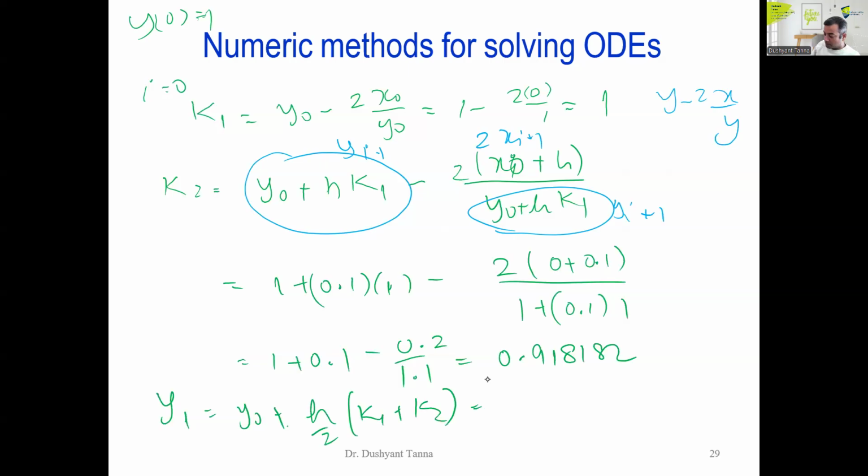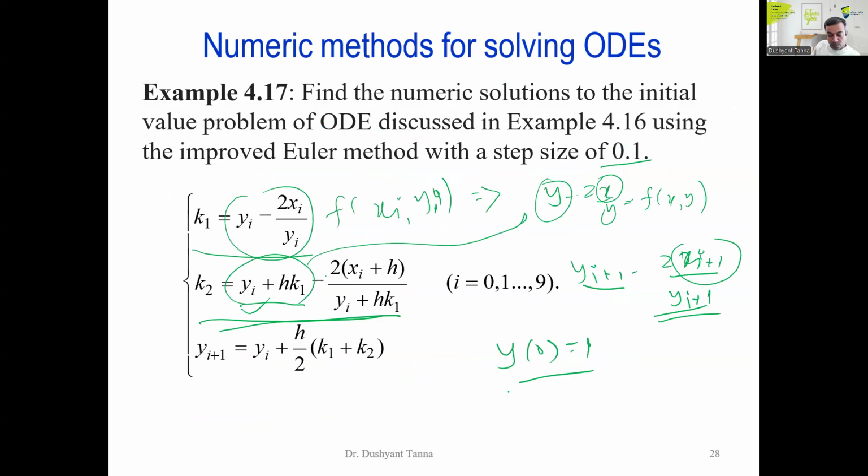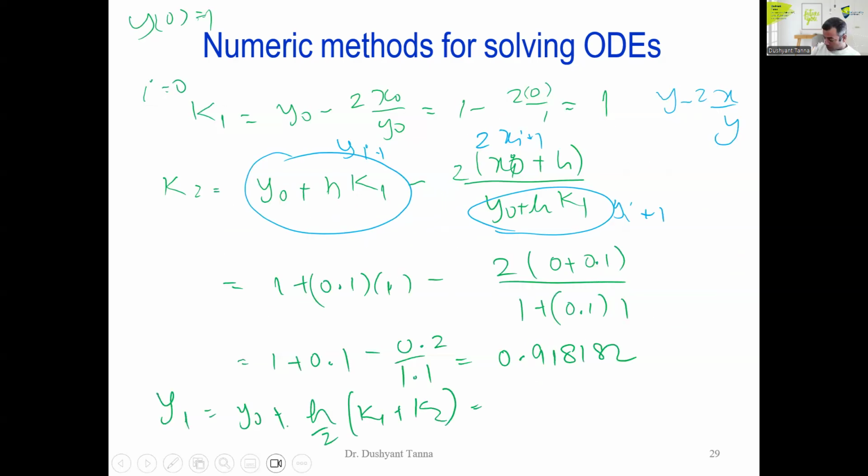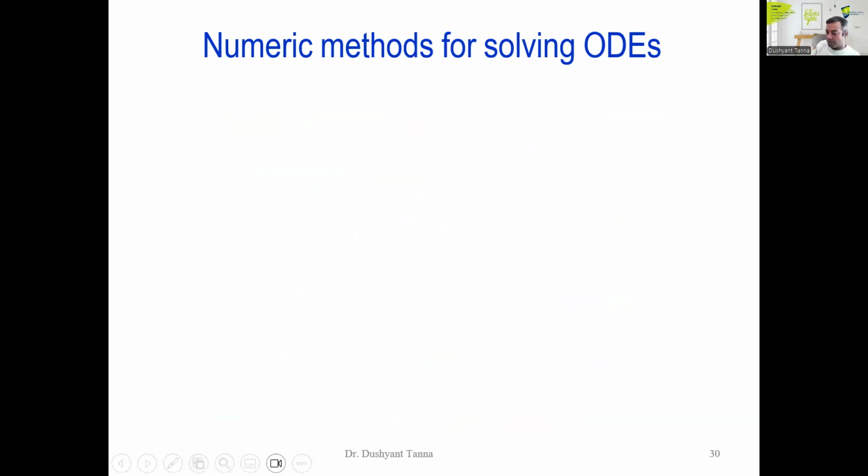And finally, your Y1, which is Y0 plus h over 2 times k1 plus k2. Once you plug in all the values: y0, which is 1, h, which is 0.1, over 2, times 1 plus 0.918182, and the average will be, y1 is 1.0959. This is using the improved Euler's value, right?